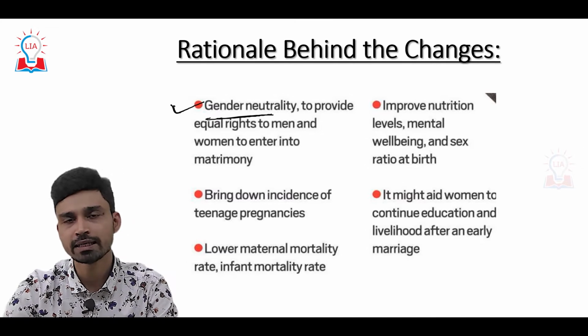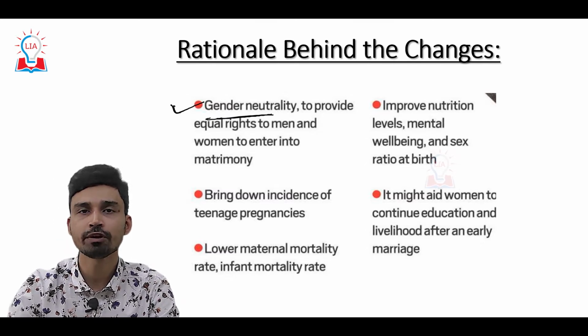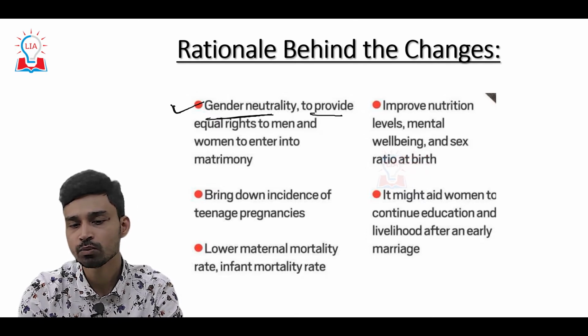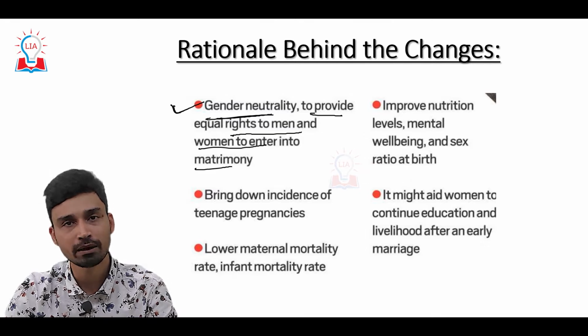As of now, we know that the legal age of marriage for a boy or a male is 21 years, while for a female it is 18 years. Now this bill aims to make it 21 years of age for both male and female. So that is why gender neutrality, and that is why it aims to provide equal rights to men and women to enter into the matrimonial relationship.